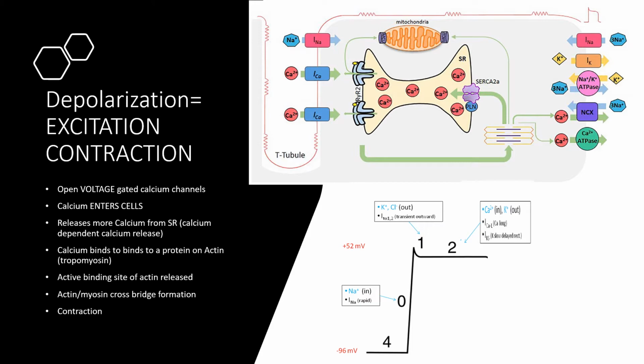As we said, the entire purpose of depolarization is to activate the cellular machinery that leads to some sort of response to a stimulus. In this case, depolarization of a cardiac cell with sodium is to open up our voltage-gated calcium channels. So sodium floods into the cell. Calcium then is able to enter the cell through voltage-gated calcium channels.